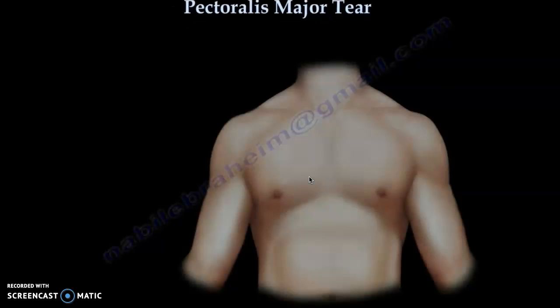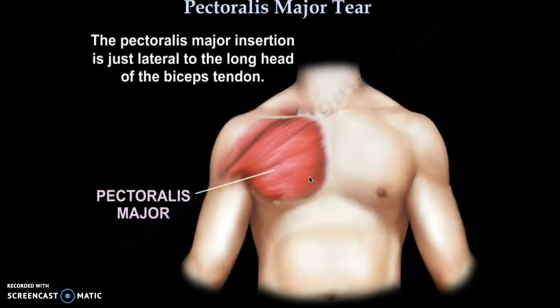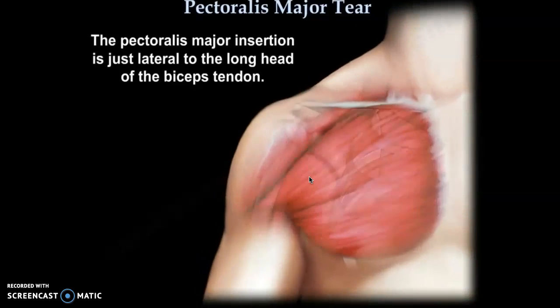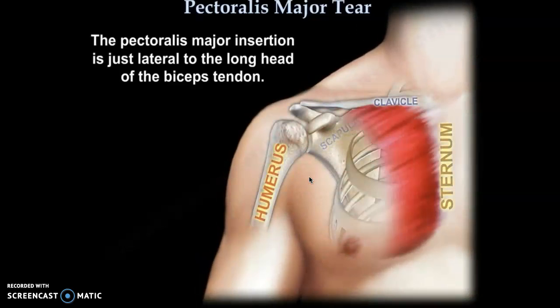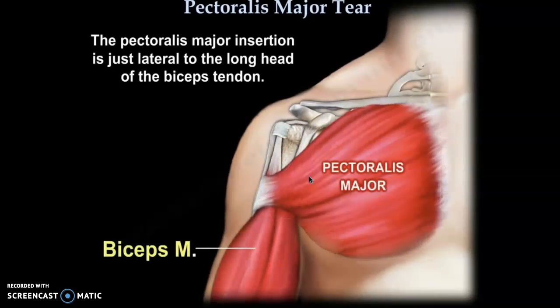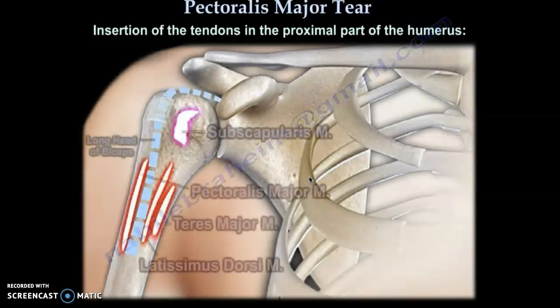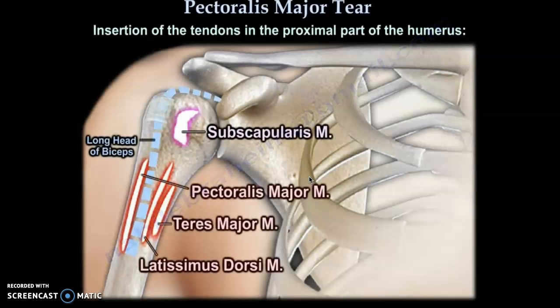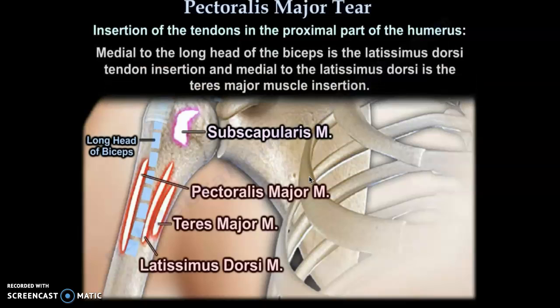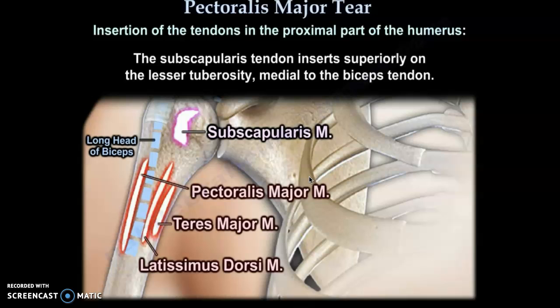Pectoralis major tear. Pectoralis major insertion is just lateral to the long head of the biceps. Here is the insertion of the tendons in the proximal part of the humerus. You can see medial to the biceps is the latissimus dorsi tendon insertion, and medial to the latissimus dorsi is the teres major muscle insertion. The subscapularis inserts superiorly on the lesser tuberosity medial to the biceps tendon.